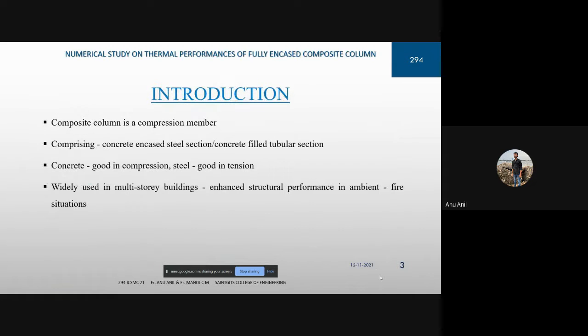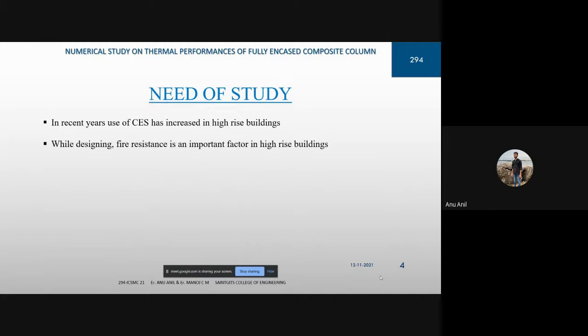A composite column is a compression member comprising a steel, concrete-encased steel section or a concrete-filled tubular section. We all know concrete is good in compression while steel is good in tension. These are widely used in multi-story buildings because of their enhanced performance in structure, in ambient as well as in fire situations. Regarding the need of this study, in recent years the use of concrete-encased steel columns has increased in the construction of high-rise buildings.